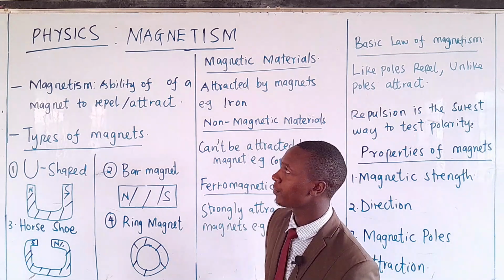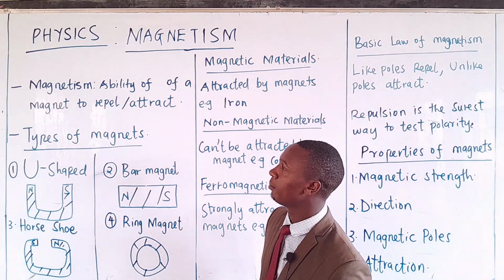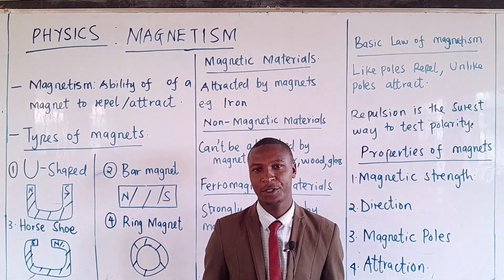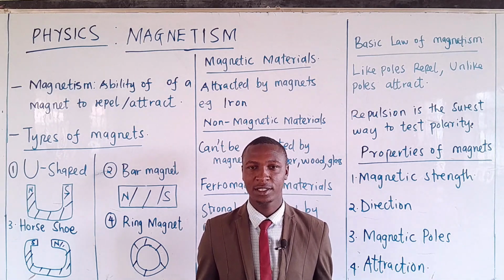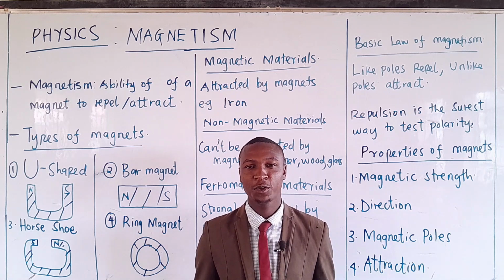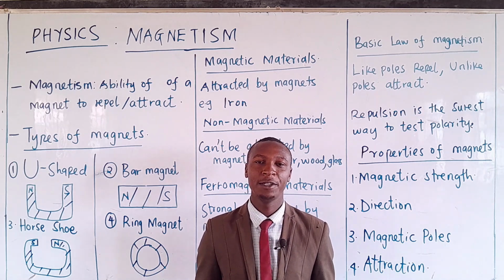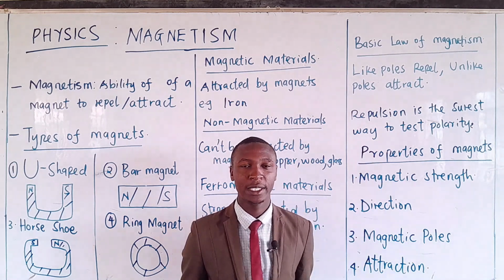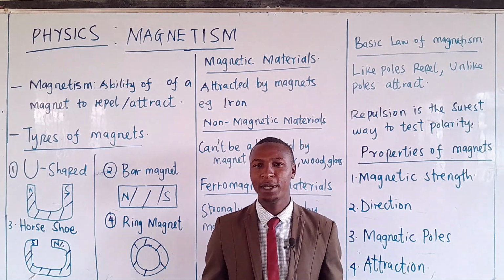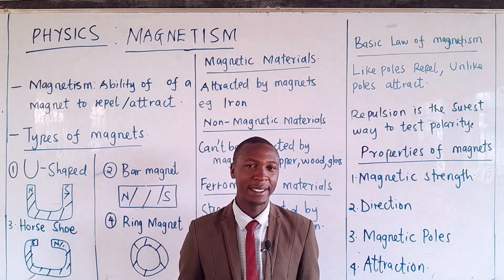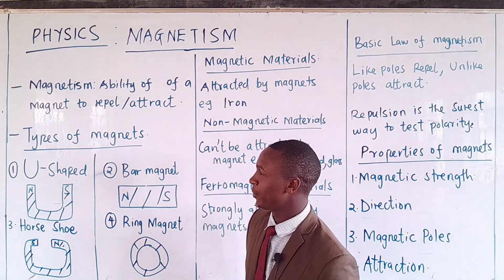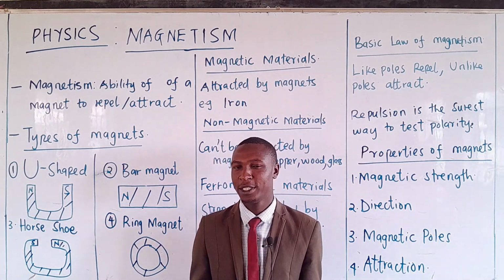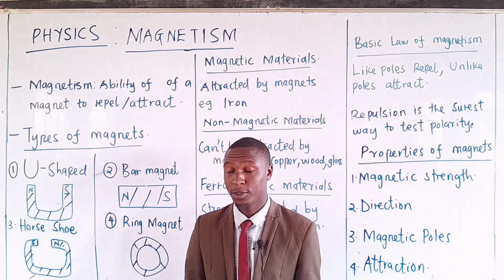Now, let's start off. As you can see here, magnetism is the ability of a magnet to repel or attract. Repulsion only occurs between magnets, and a magnet can attract magnetic materials, as you are going to see in this video. So, the ability of a magnet to attract or repel is what we call magnetism. Now, we have types of magnets, and we are going to go through each one of them. We have so many types of magnets, but here we can discuss a few of them.